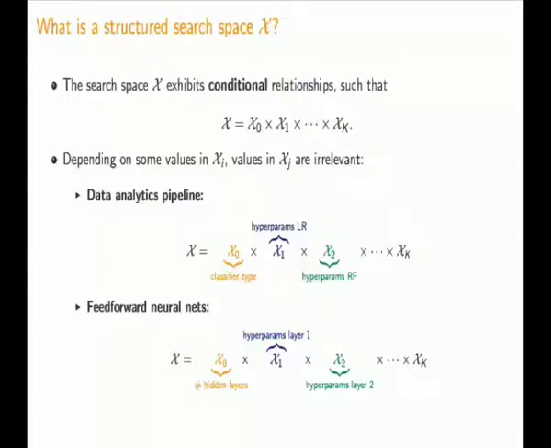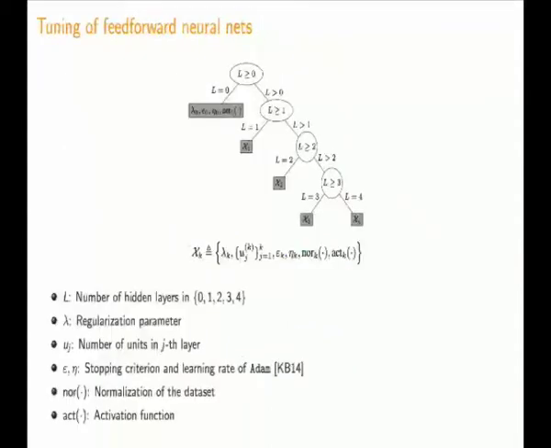So you have this conditional structure that you would like to exploit when we do hyperparameter optimization. Making it a bit more concrete, let's look at this example of a feed-forward neural network. The hyperparameters we consider are the number of hidden layers, which in the experiment we consider to be between 0 and 4, the regularization parameter, and the number of units in layer j, which can vary per layer.